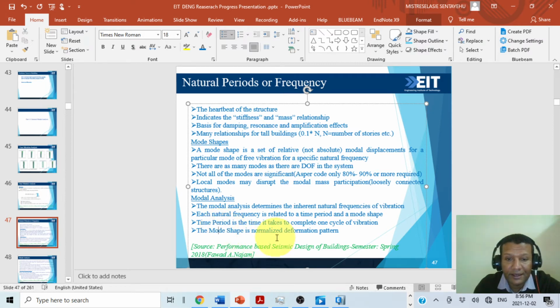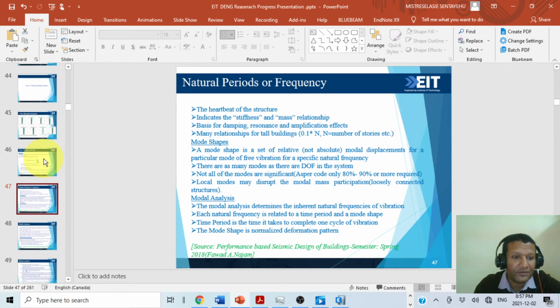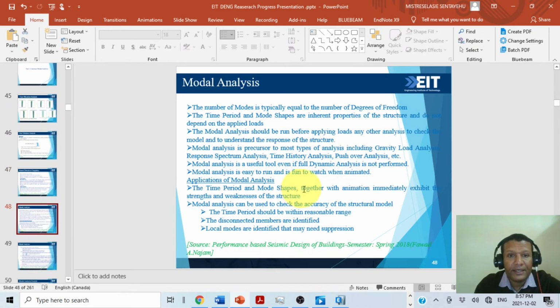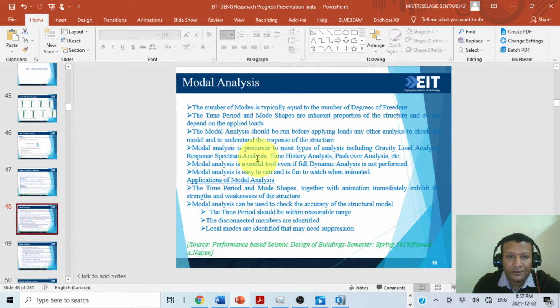Time period is the time it takes to complete one cycle of vibration. The mode shape is a normalized deformation pattern. This we can't normalize, it doesn't have any significance. In modal analysis, the number of modes is typically equal to the number of degrees of freedom. We already discussed that. The time period and mode shapes are inherent properties of the structure and do not depend on the applied load.